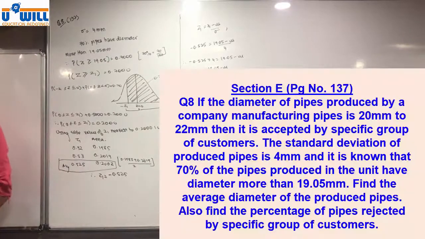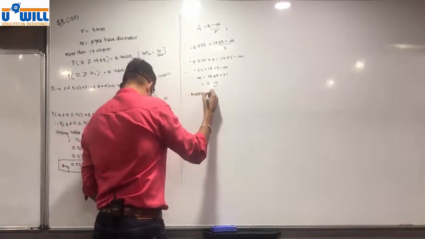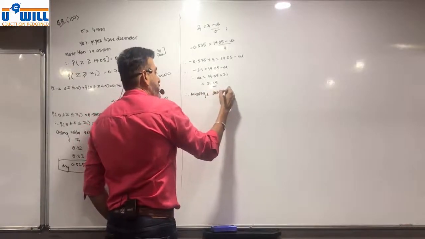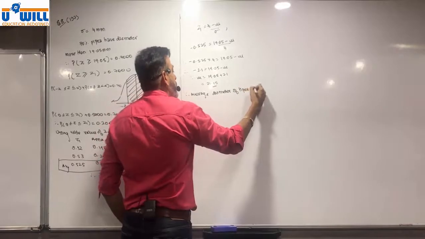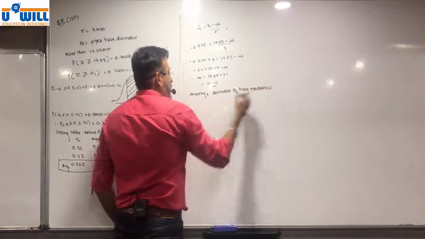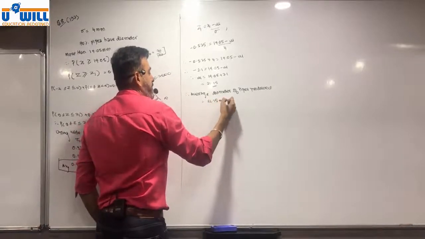Now, second, what next do we have to find? We have to find the average diameter of pipes produced. We have found that value. Therefore, the average diameter of pipes produced is equal to 21.15 mm.